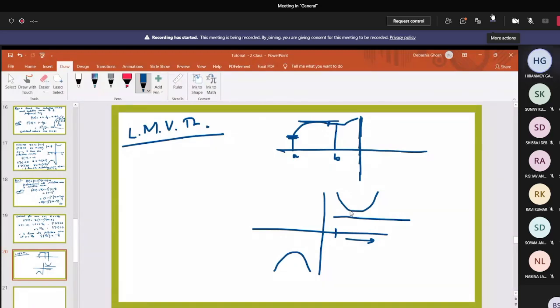Yes, only the values can be obtained for your critical points. Sir, are relative maximum and local maximum always the same? Yes.